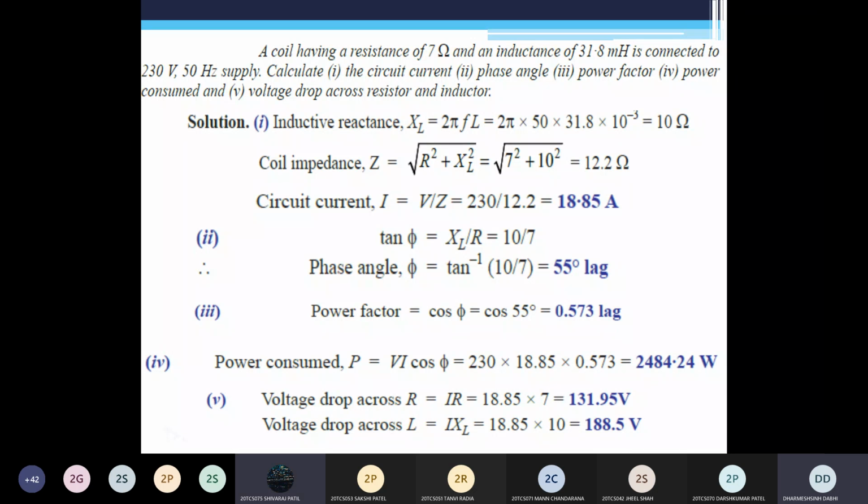Yes, sir. Clear? Is there any doubt in this example? Anyone? So I move to the next example if you have no doubt. Okay, so write down the next example.